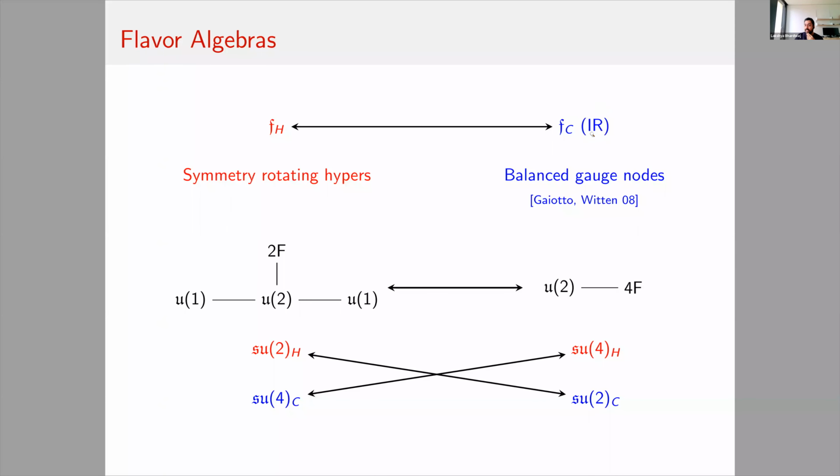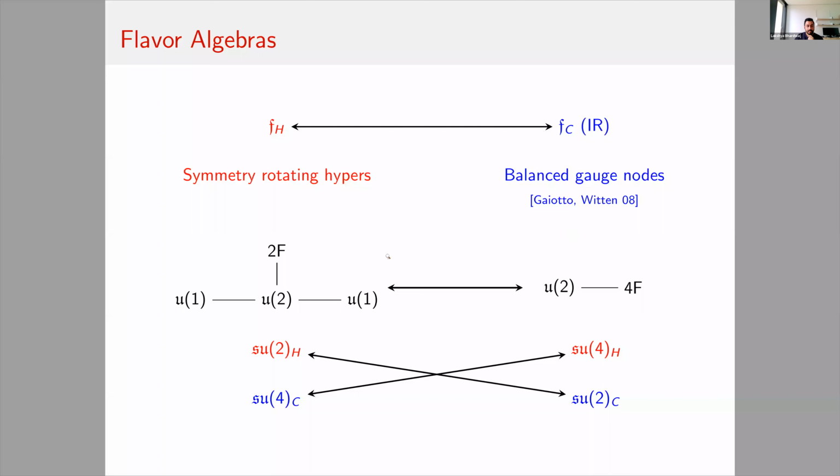And crucially, again, I'm highlighting it's the infrared Coulomb symmetry. In these gauge theories, the Higgs branch flavor symmetry is a symmetry rotating the hypers. So it can be computed by understanding what the symmetries rotating the hypers are. On the other hand, the Coulomb branch flavor symmetry comes from understanding which gauge nodes are balanced. And if there are some unbalanced ones, you have some extra abelian factors.